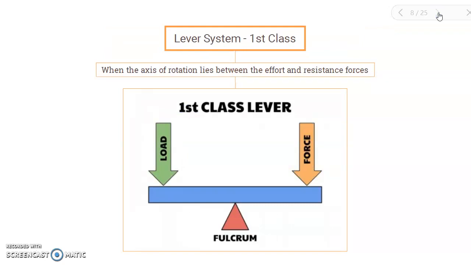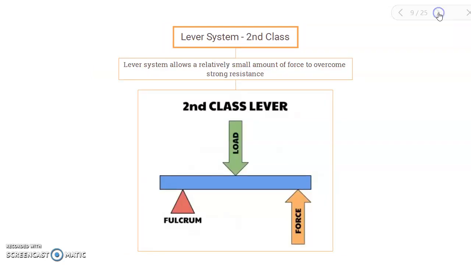There are three lever systems, and the first class is when the axis of rotation lies between the effort and resistant forces. So the fulcrum is in the middle of the load and force, and it is balanced. The second lever system is when the resistance and force lie on the same side of the axis. So we have the load in the middle, the fulcrum on the left side, and then the force on the right.